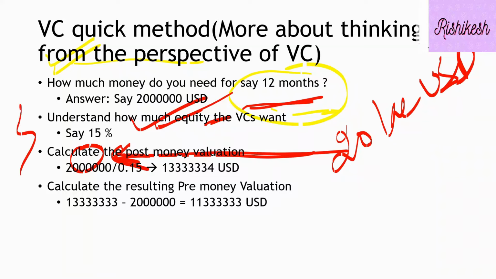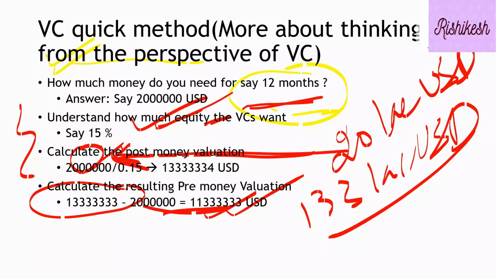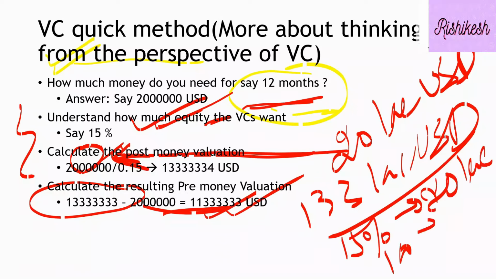Once you have these two figures in mind, that is, for an investment of 20 lakh US dollars, you have to give 15% to the VC, this means that your post-money valuation is nothing but 20 lakh divided by 15%, that is, 20 lakh divided by 0.15. So this comes out to be 133 lakh US dollars. It comes out to be 133 lakh US dollars because 15% is 20 lakh. So what will be 100%? That will be 133 lakh US dollars. That is why you divide it by 0.15.